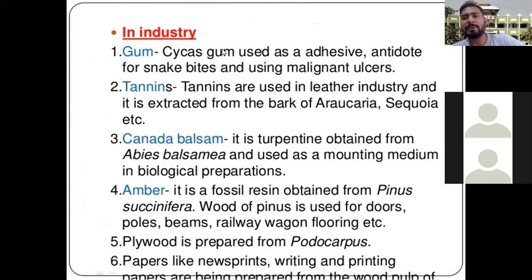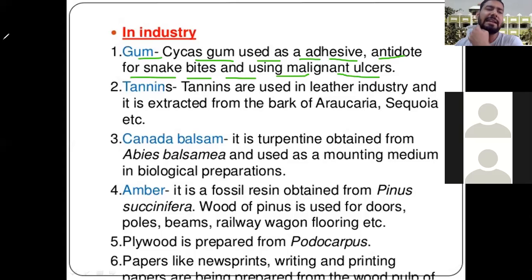Now, gymnosperms in industry. What is the use of gymnosperms in industry? You can see it is the preparation of gum. Gum means glue. Cycas gum is used as an adhesive, as an antidote for snake bites, and for malignant ulcers.